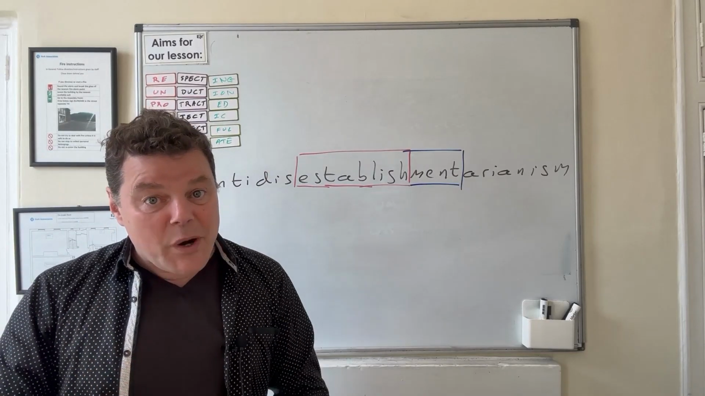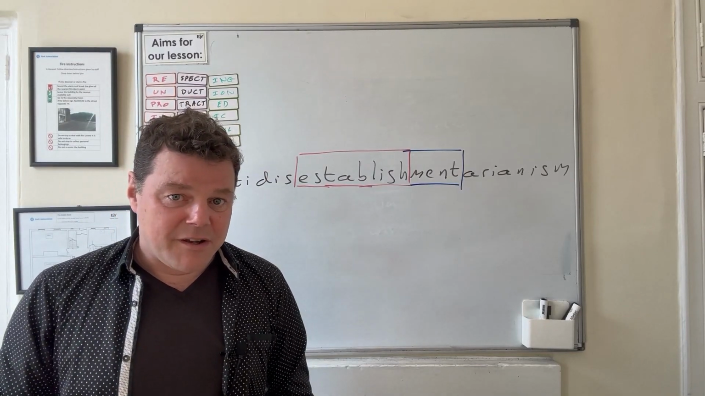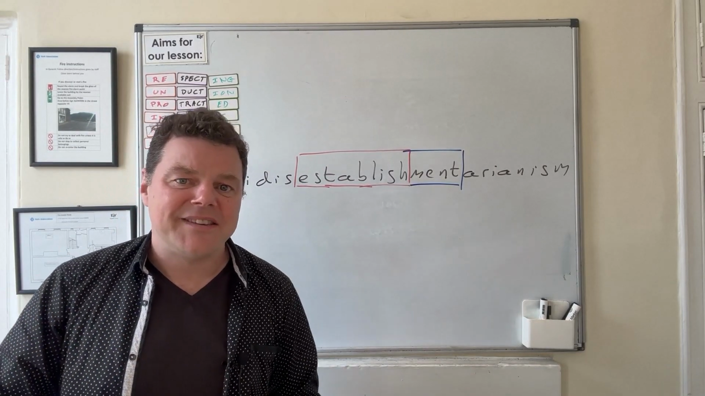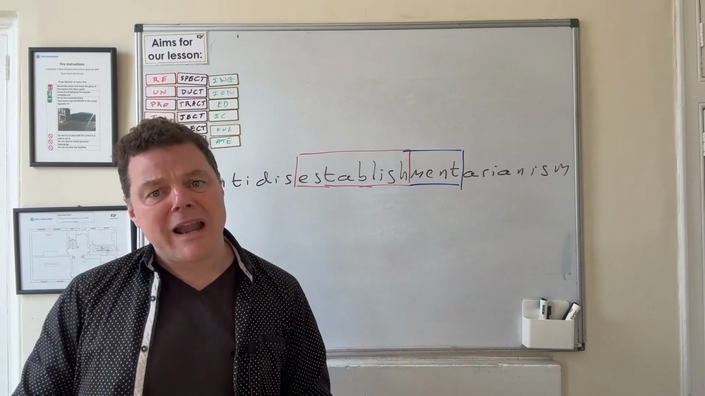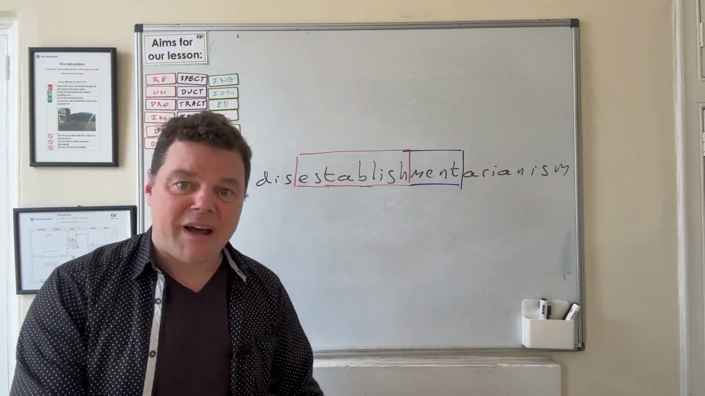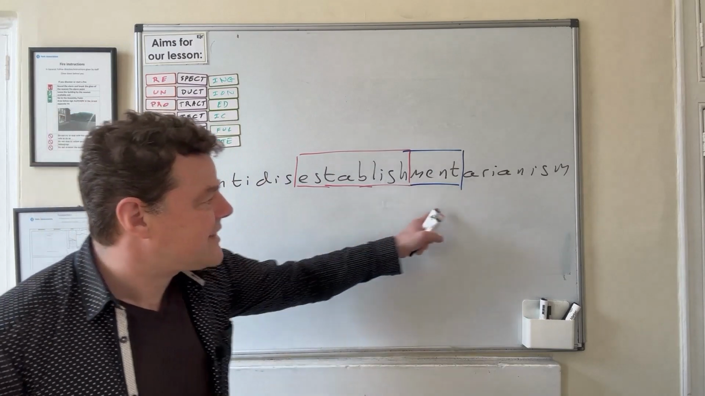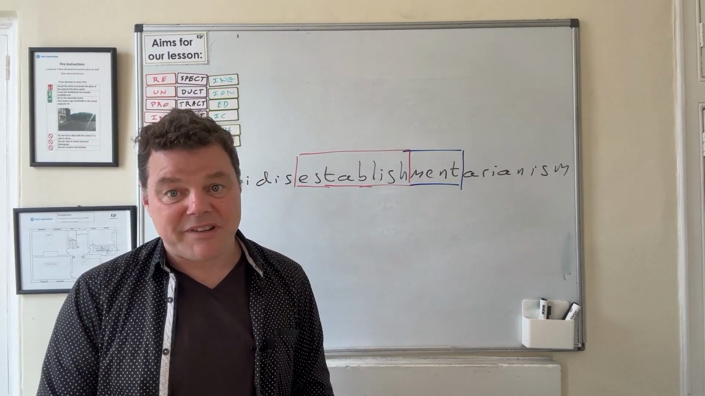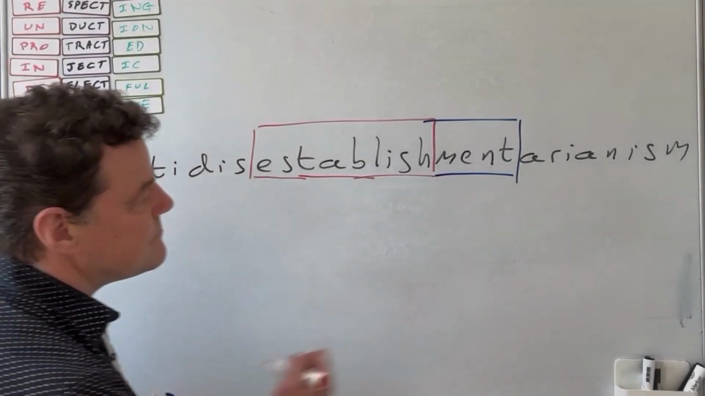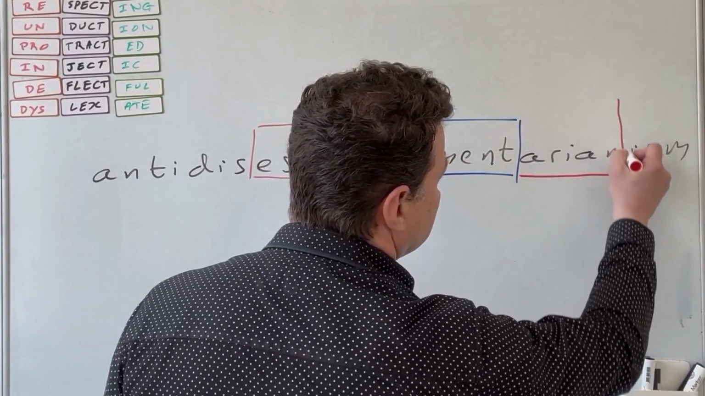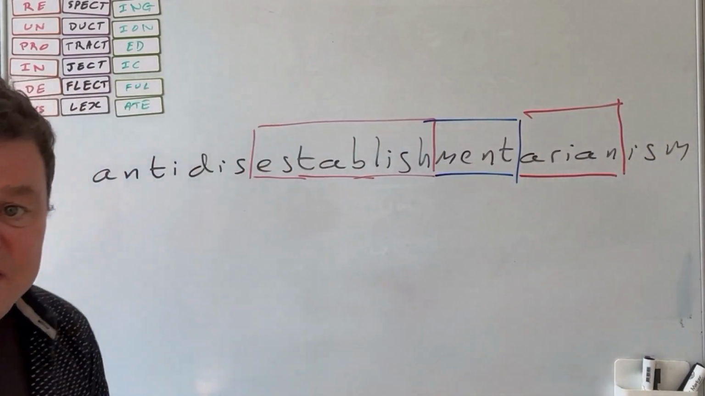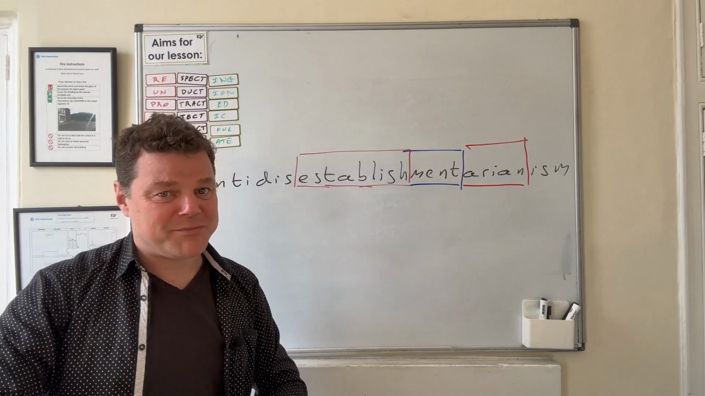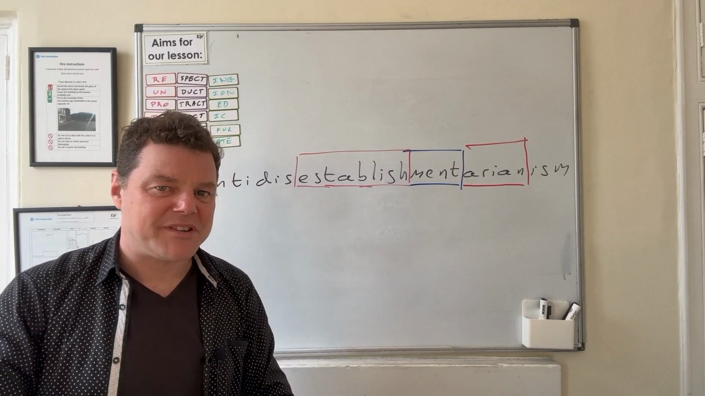Now, if you are in favour of the establishment, well, let's think of somebody who is in favour of certain things. A vegetarian is in favour of eating vegetables. A parliamentarian is in favour of parliament. So here we get establishmentarian, somebody who is in favour of the establishment. So let's just look at that. Establishmentarian.